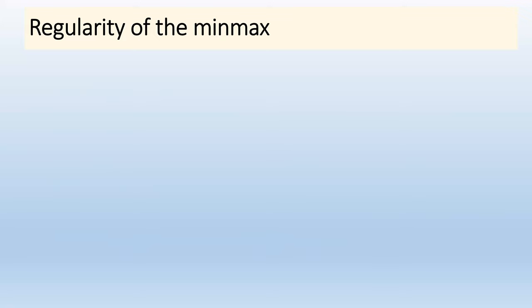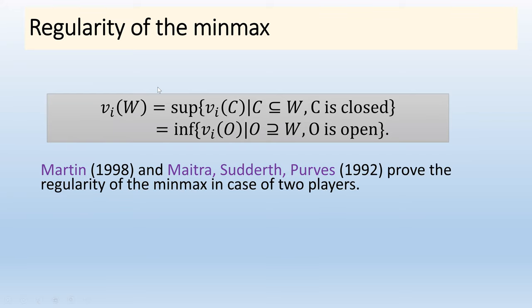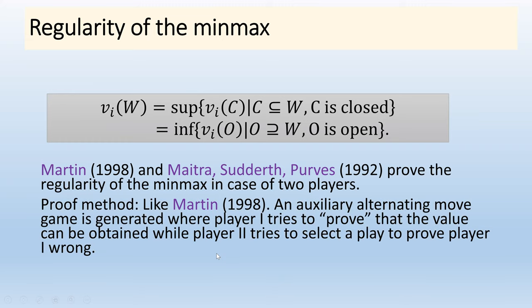And it turns out that similar attributes hold for the min-max, and yeah, I got my mouse to work. So similar attributes work for the min-max. Again, as Eran mentioned yesterday, Martin in 98 and Mitra, Sadot, and Perves in 92 proved the regularity of the min-max in the case of two players. We generalize it to more than two players. And the proof method is similar to Martin and similar in other aspects to Mitra, Sadot, and Perves.